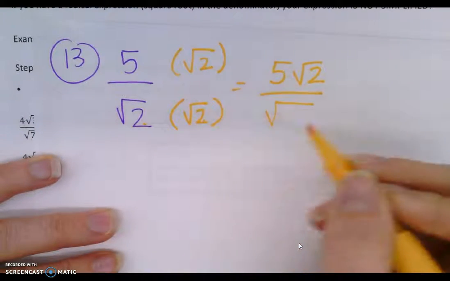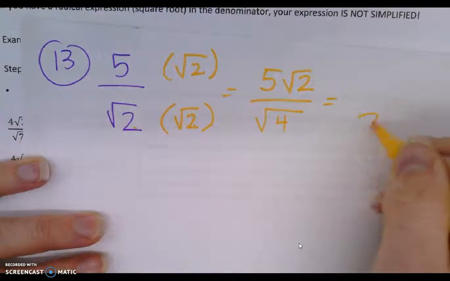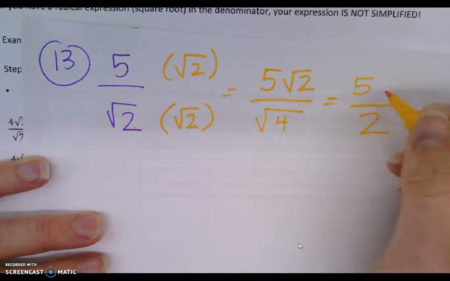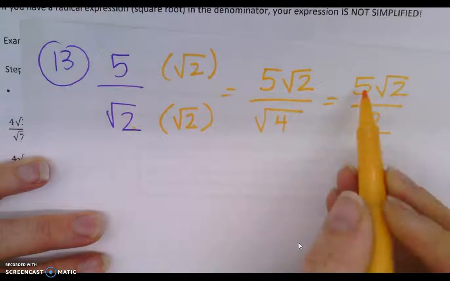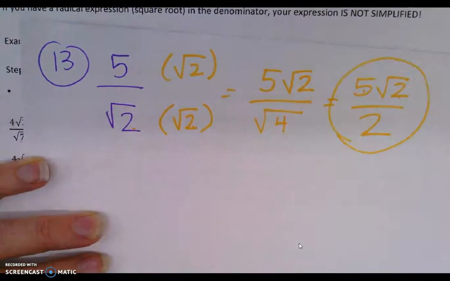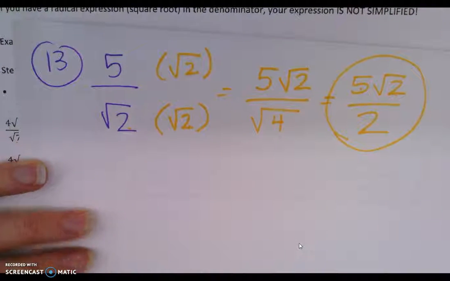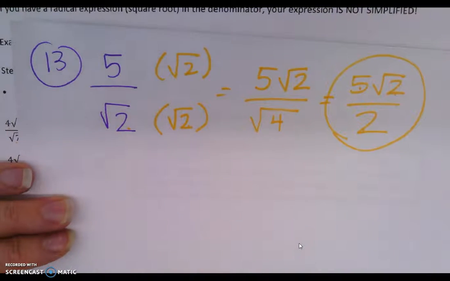Well, 2 times 2 is 4. What is the square root of 4? Well, that's 2. And my numerator is 5 square root 2. 5 and 2 can't be simplified anymore, and neither can the square root of 2, which means the answer to slide 13 is 5 radical 2 all over 2. Awesome. Let's look at 14 together.